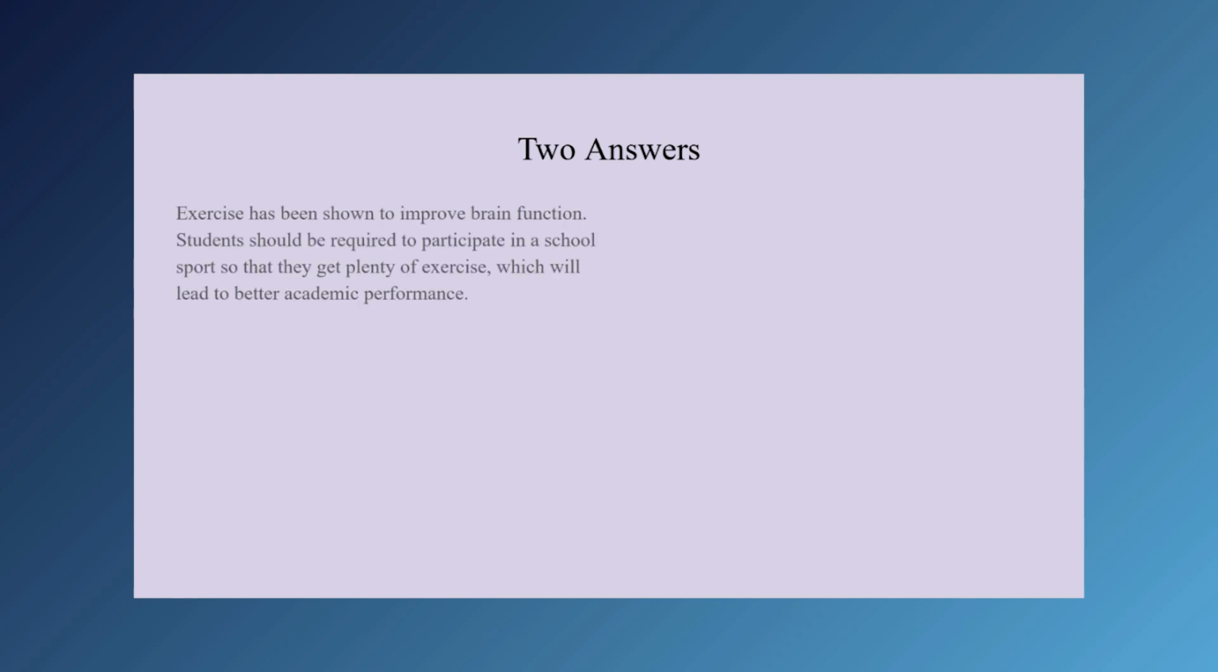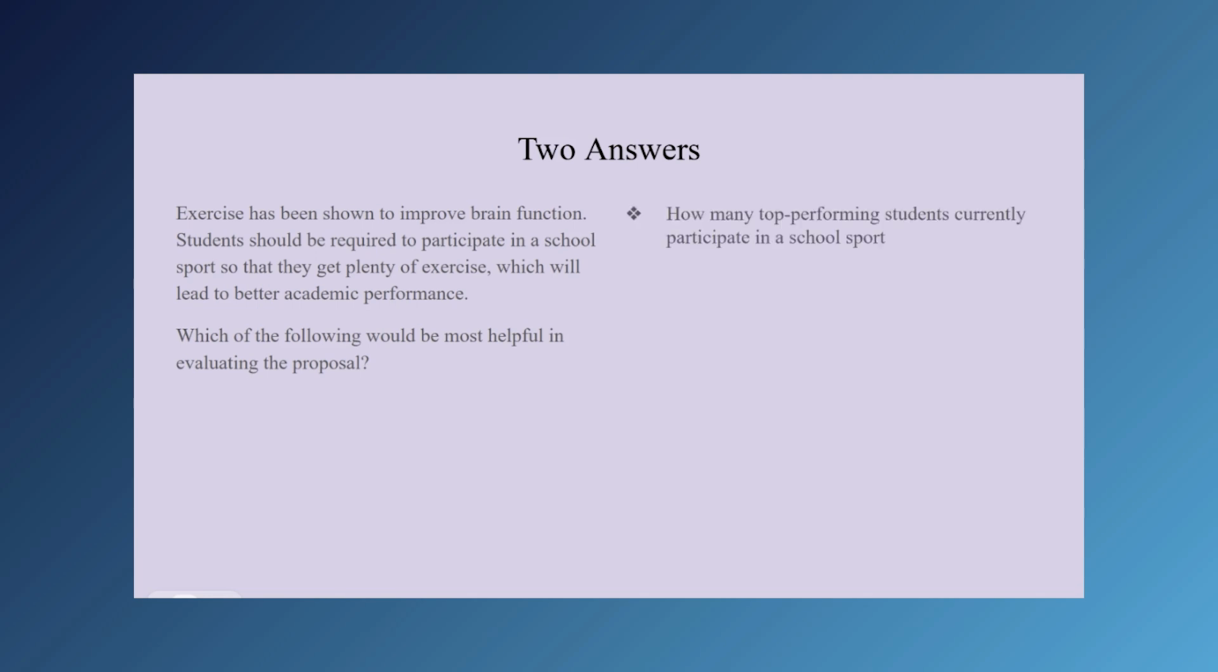exercise has been shown to improve brain function. Students should be required to participate in a school sport so that they get plenty of exercise, which will lead to better academic performance. Which of the following would be most helpful in evaluating the proposal? How many top-performing students currently participate in a school sport?